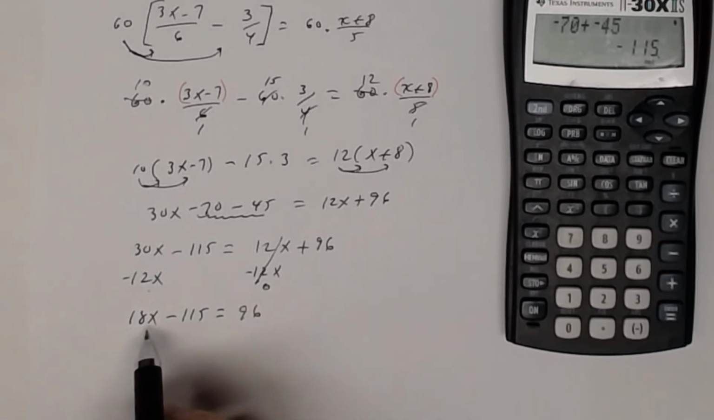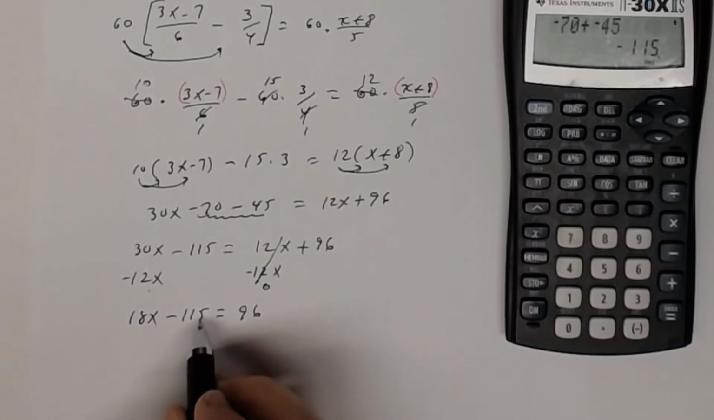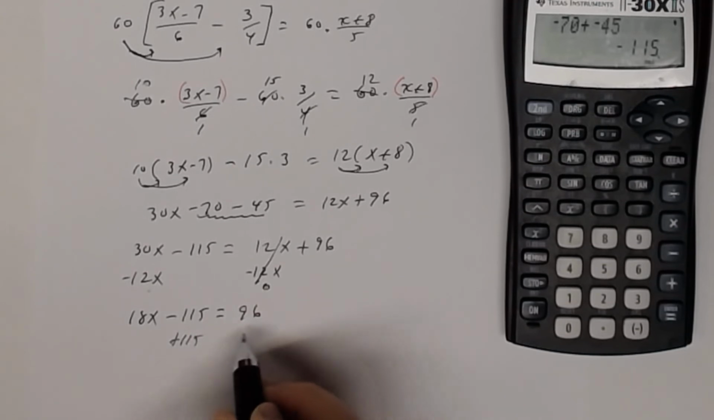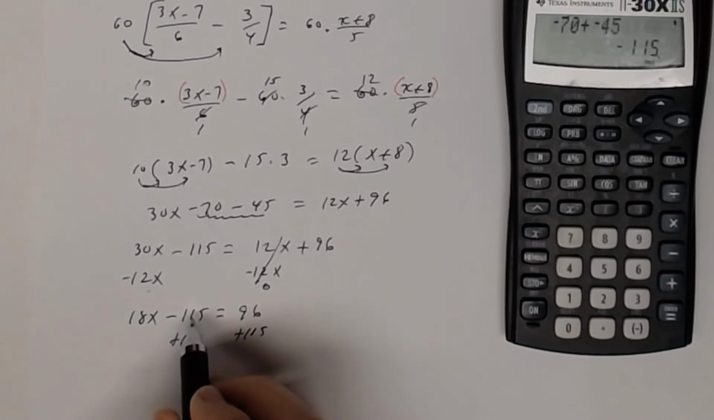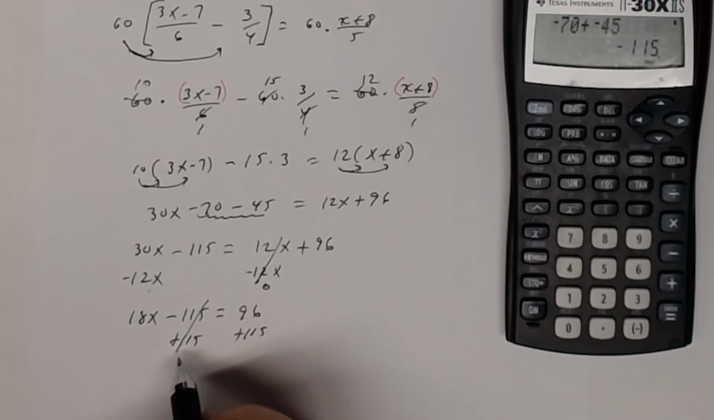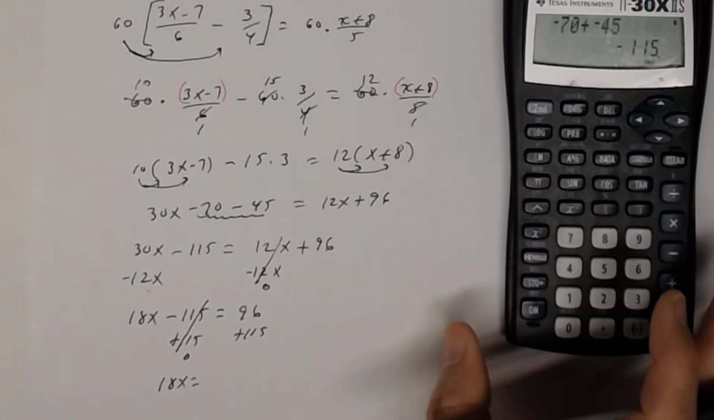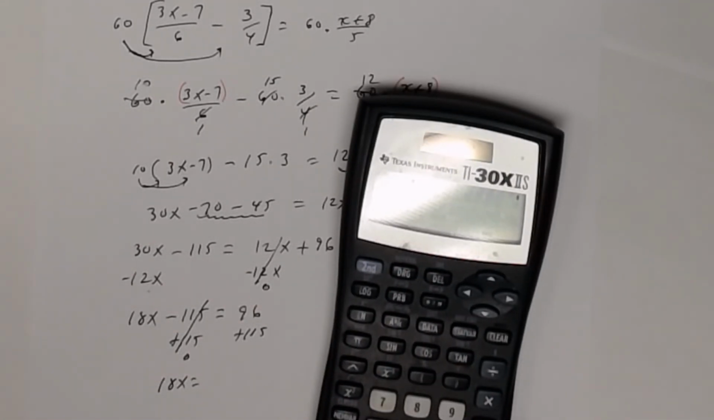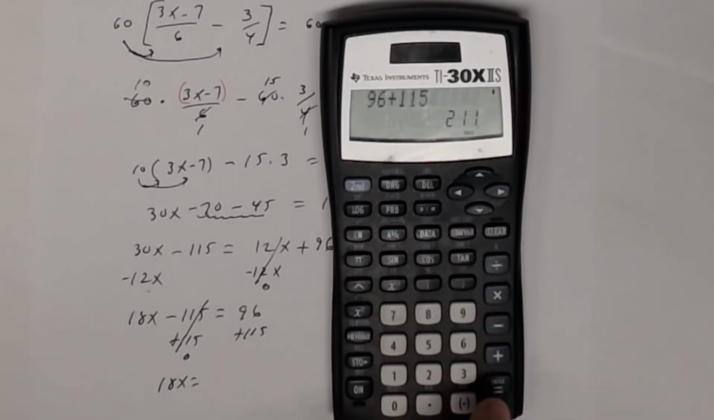All right, so to get the variable, if you look at what you have here, this is the only term with the variable, so you want to bring this constant term to the other side. Right now I'm subtracting 115. The opposite of subtracting 115 is to add 115 to both sides. Notice what you do to one side, you do to the other. Combining like terms, negative 115 and a positive 115 are opposites, so that is 0. So I get 18x equals 96 plus 115. Use your calculator: 96 plus 115 equals 211.